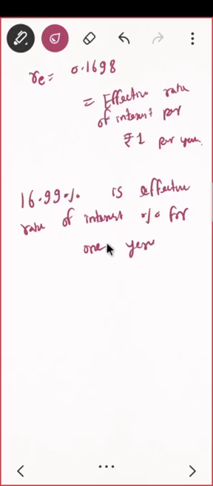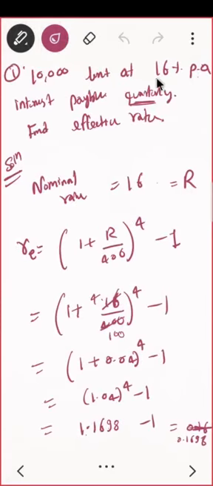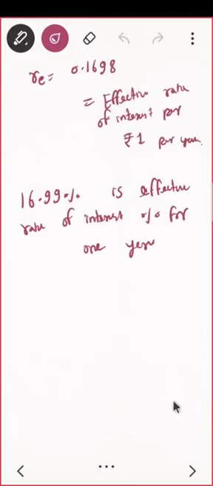Do you see that it is greater than your nominal? Nominal was just 16%, but if you calculate effective, it is 16.99%. So if you are compounding quarterly, every 3 months, it is quite good.